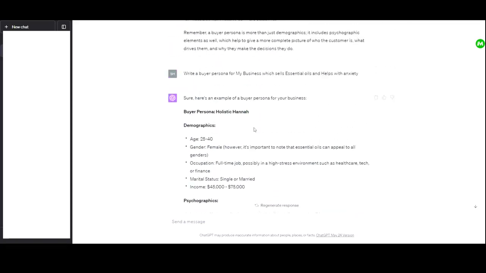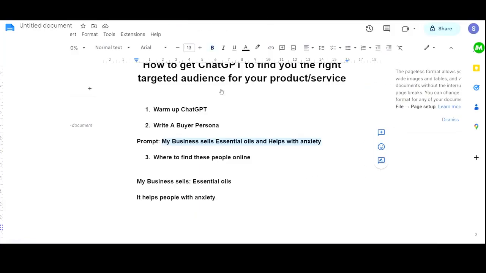But as you can see, we have warmed ChatGPT up, we've created a buyer persona, and it's told us where to find these people online.